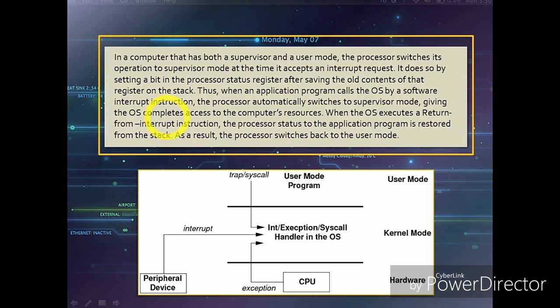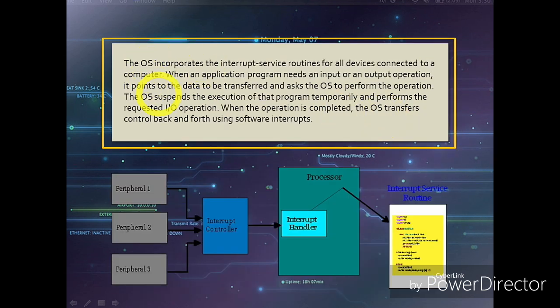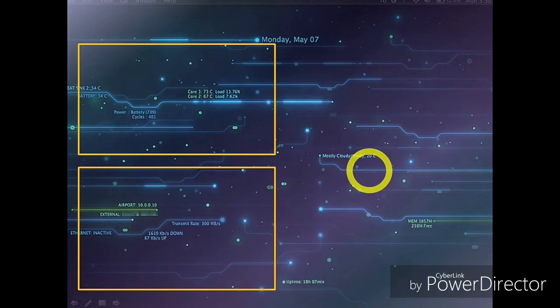When the OS executes a return-from-interrupt instruction, the processor's status for the application program is restored from the stack. As a result, the processor switches back to user mode. Control is transferred back and forth using software interrupts.